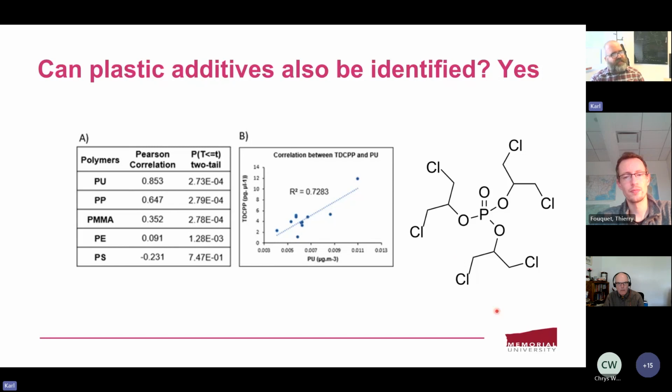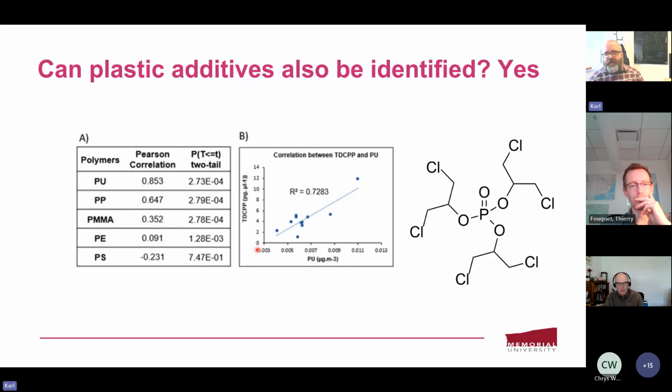So for example, TDCPP, this chloroorganophosphate ester, is a well-known flame retardant that is often used in polyurethane foam, whether as a cushion or a foam, or sometimes polyurethane is used as a sealant. We see that there's a relatively good correlation between the measured concentration of the polyurethane foam and the TDCPP signal observed.